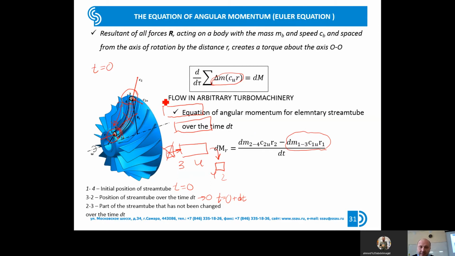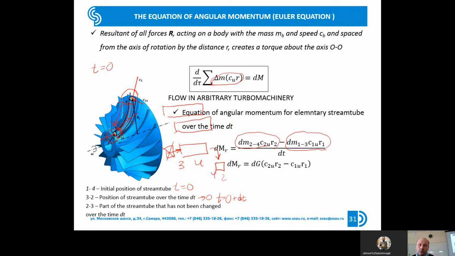And about the last volume, the same. At the first moment we have no this mass, that's why the angular momentum is equal to 0. At the second position of time, we have such angular momentum. That's why the equation will be simplified. We only write the angular momentum for the inlet mass at the first moment minus the angular momentum of the outlet mass at the last moment.